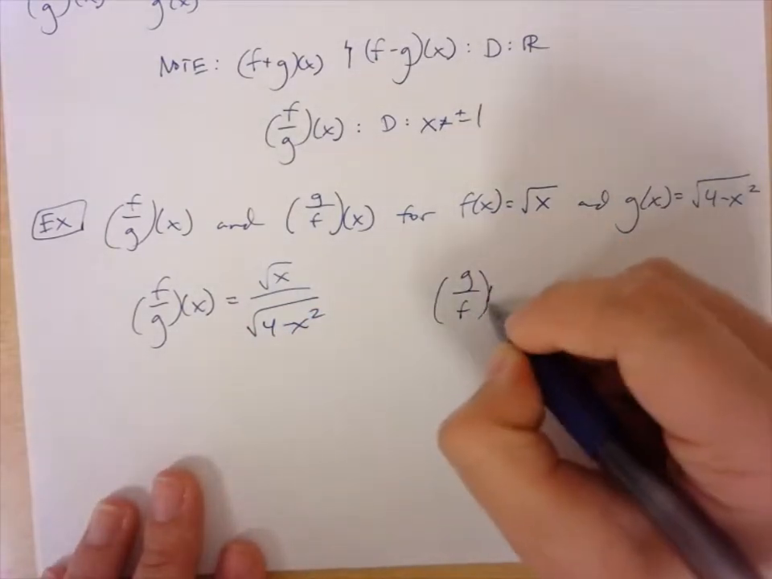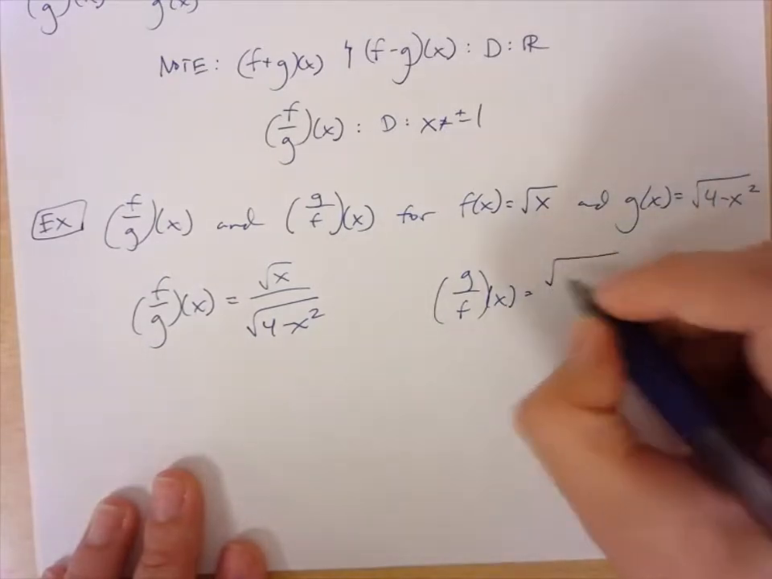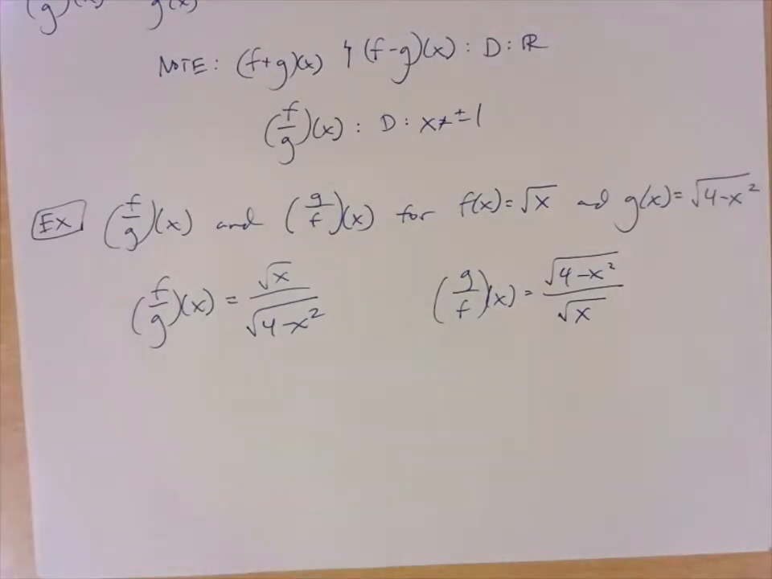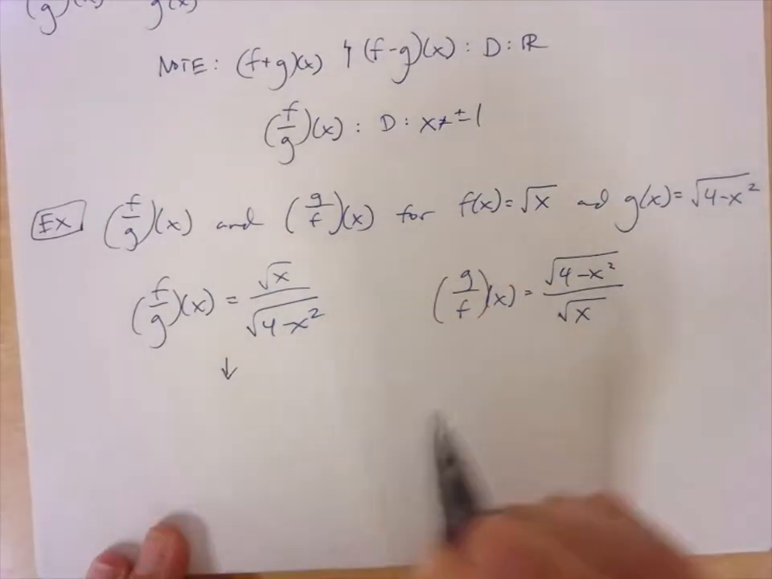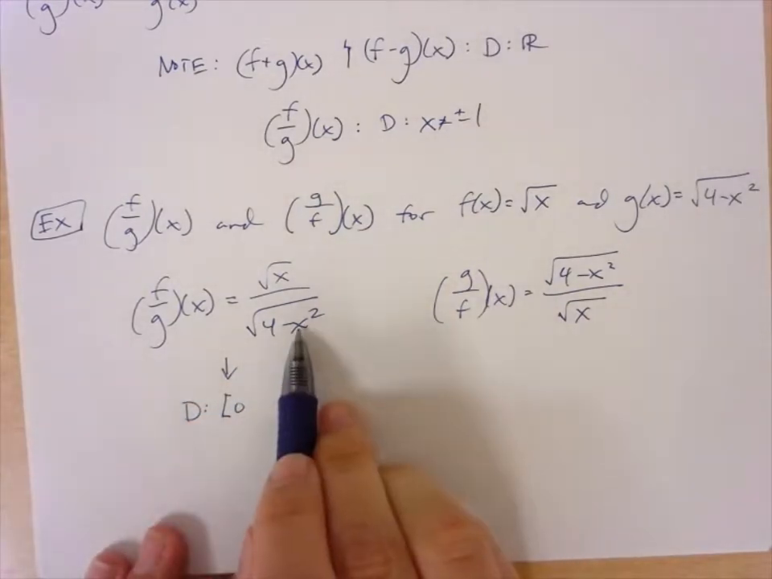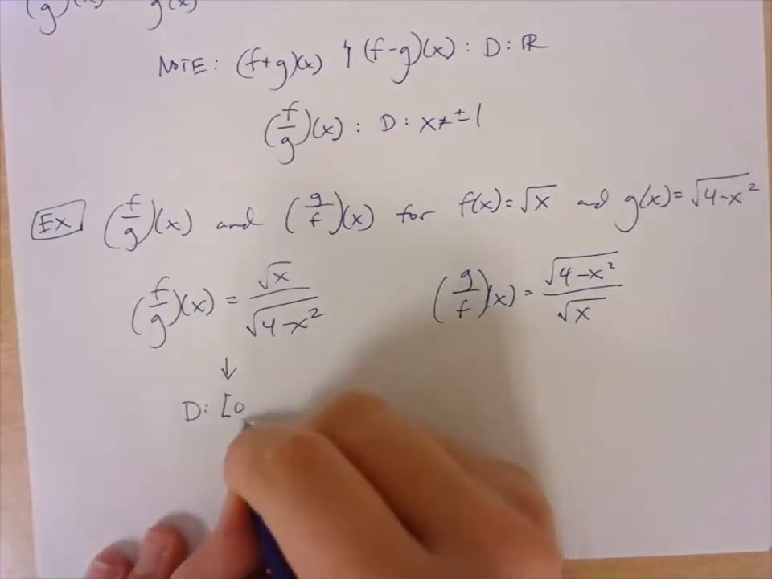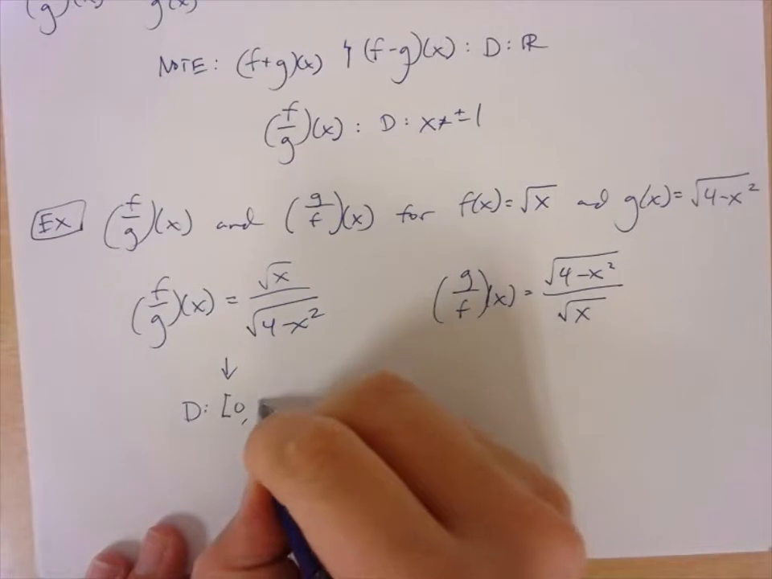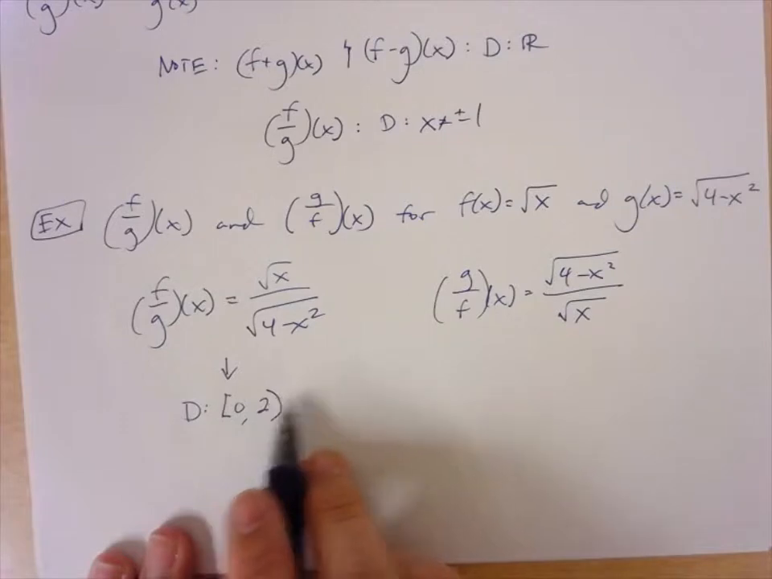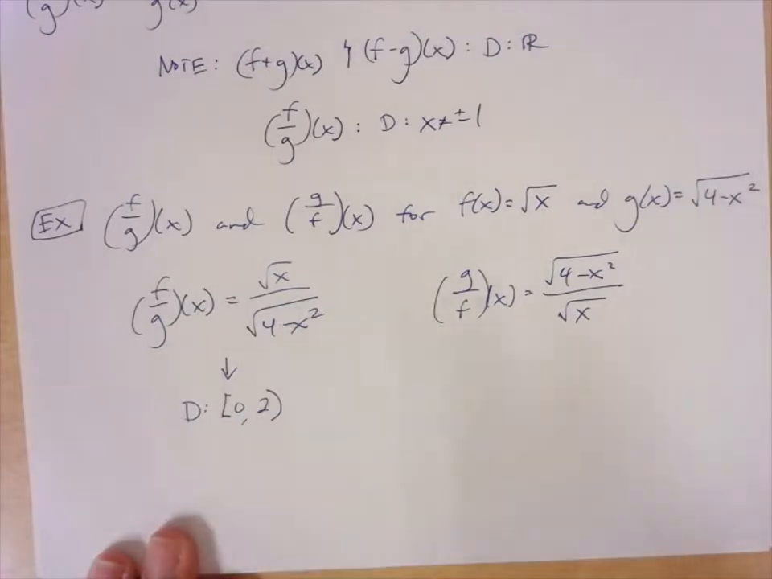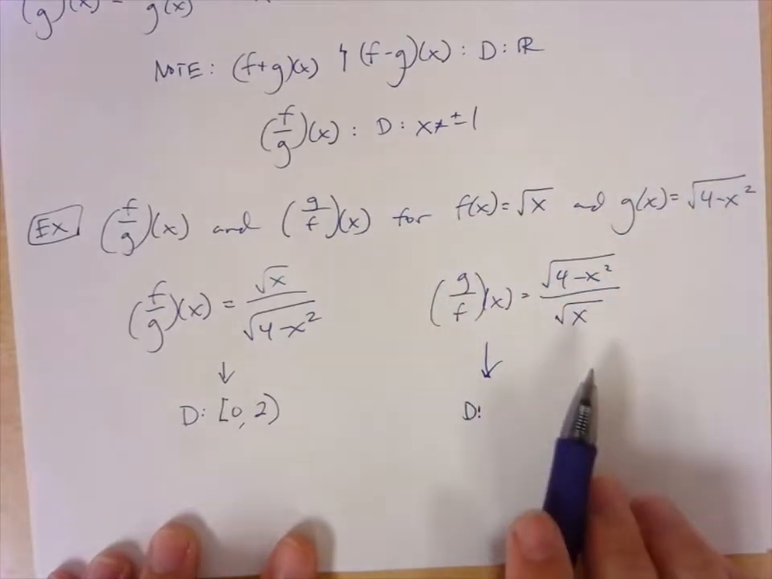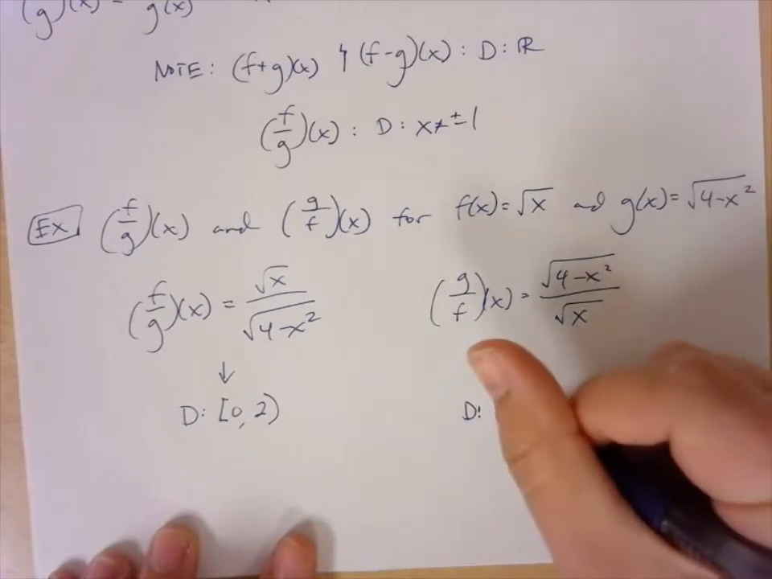And g over f of x is radical 4 minus x squared over radical x. And here we would have a domain that could include 0. We can include 0 here because then we just have the square root of 4, which is awesome. We can do that. But then we could not include 2. We can include every value between 0 and 2, but we couldn't include 2 because then we would get a 0 on the bottom of a fraction, which is not allowed. For this function, what we could not have would be 0 this time.